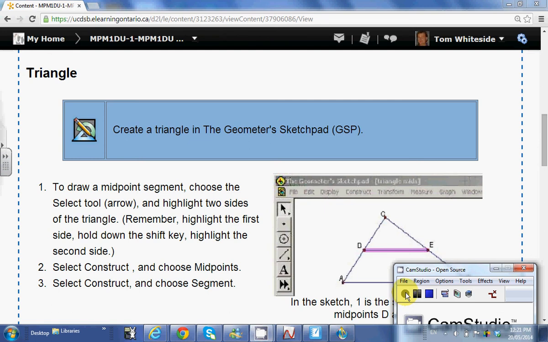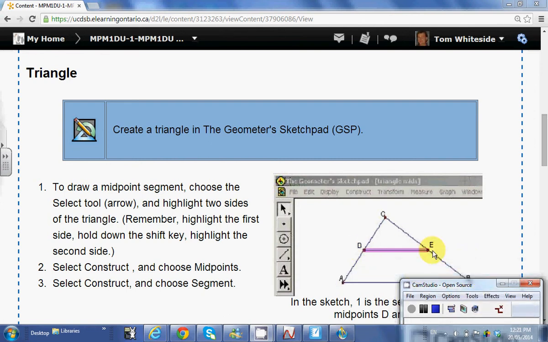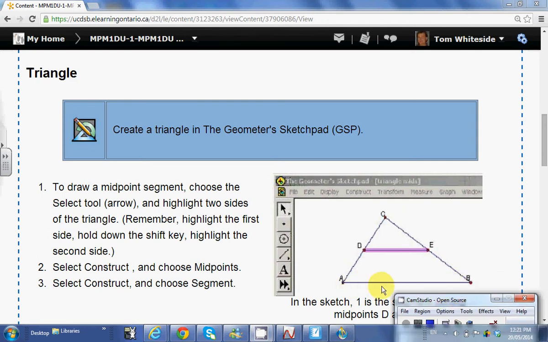Hi everyone, I'm just going to create a short video on how to construct a triangle and create a mid-segment, and then look at the relationship between the mid-segment DE compared to the base of the triangle.